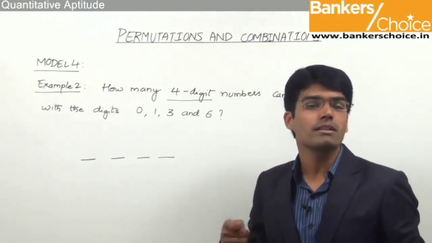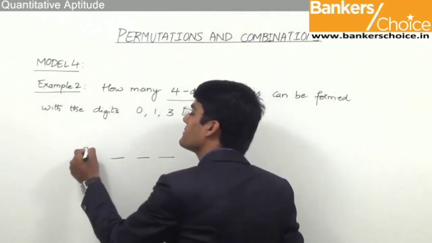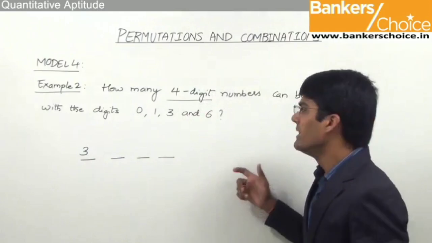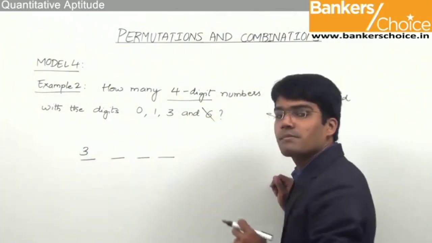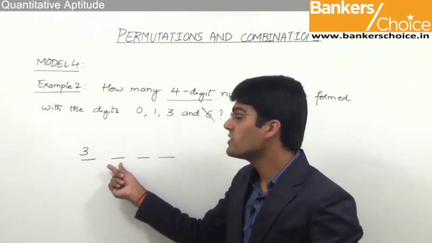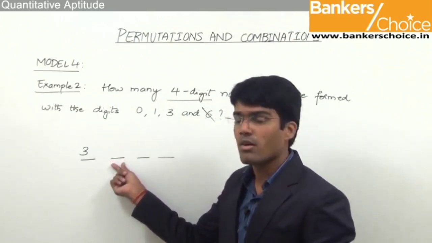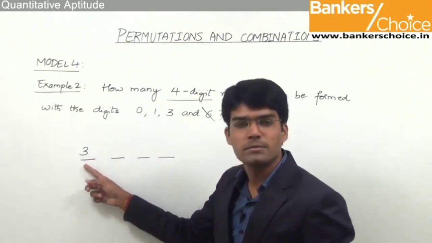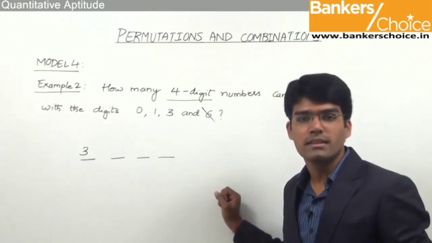It can be 1 or 3 or 6. So we can say the first position here can be filled in 3 ways. Let's say 6 has occupied the first place. Now moving on to the second position, we again have 3 choices. We should not take it as 2 choices. Why? Because 0 cannot come in first position, but 0 can come in the remaining 3 positions.